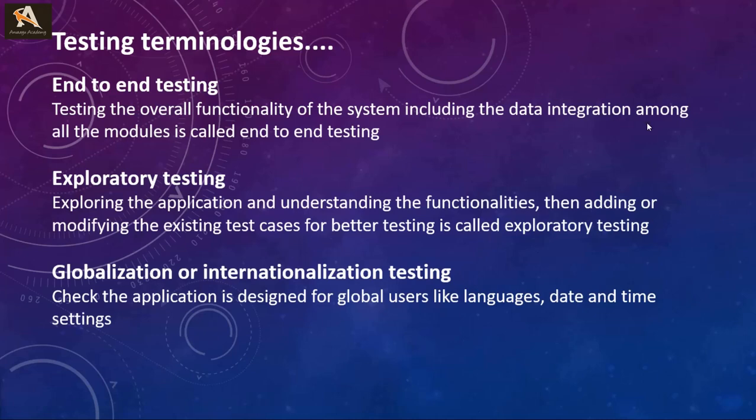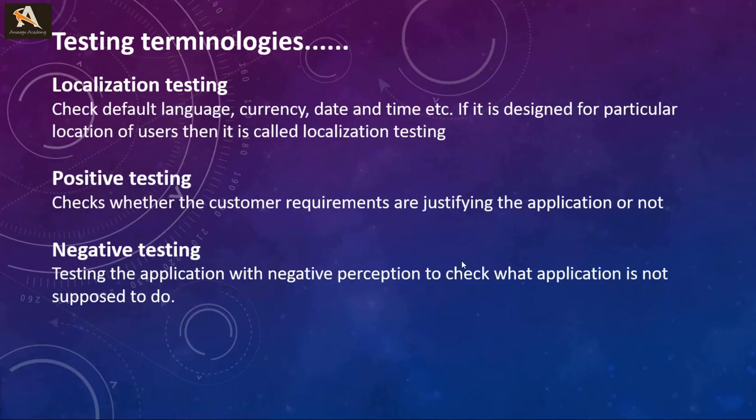Next comes localization testing. Localization testing checks whether, if you are opening an application, for example a website, in Australia, you get the language as English, the currency as Australian dollars, and the date and time in local Australian standard time. If it is designed for a particular location, then it is called localization testing.